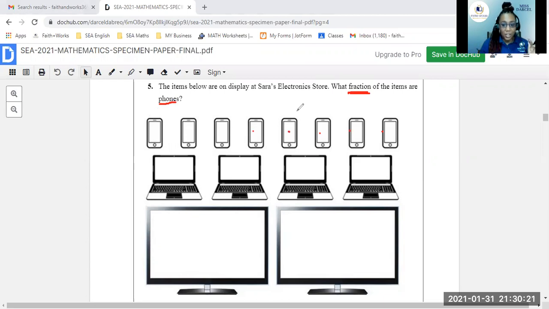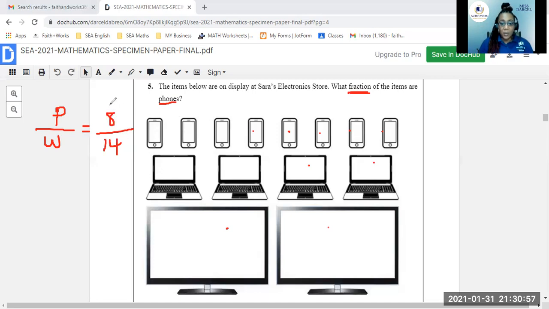It says fraction. So what is a fraction? A fraction is a part and a whole, right? Part of a whole. So you have a part as a numerator, then you have the whole as the denominator. So what is the whole here? The whole is the total, so total number of items. You have 8 phones, 8, 9, 10, 11, 12, 13, 14. We have 14 total items. The number of phones, 8.